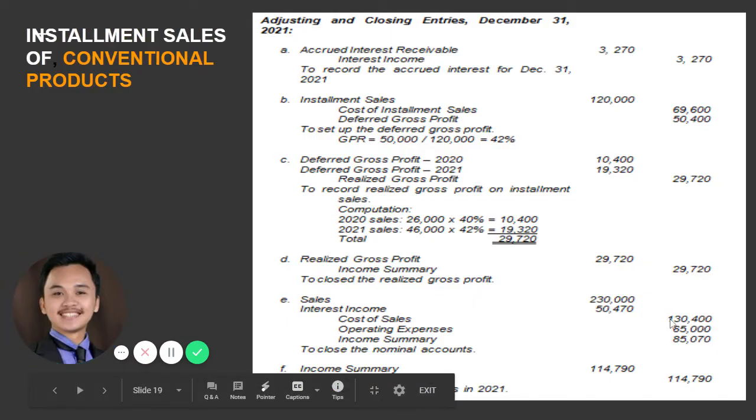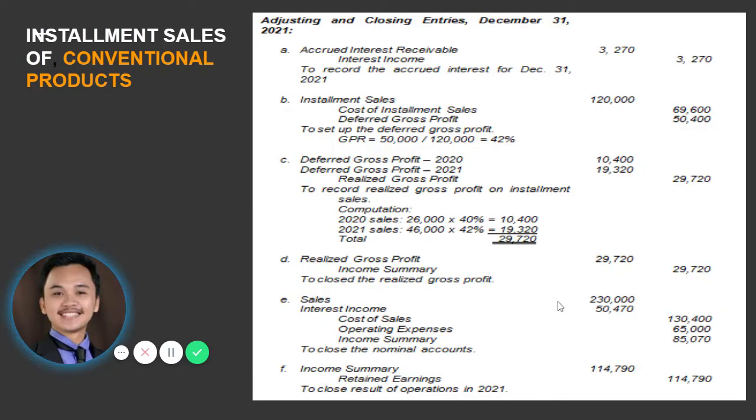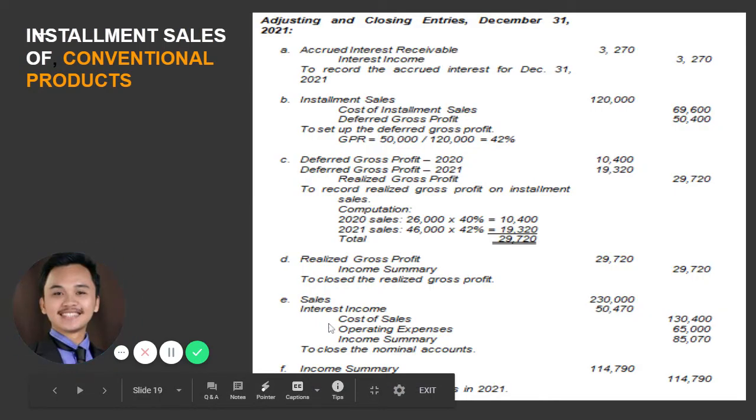And then to record our nominal accounts, to close our nominal accounts, we also have here sales of 230,000, and then we have also our total interest income of 50,470. Now this time, asa gikan si 50,470 guys.